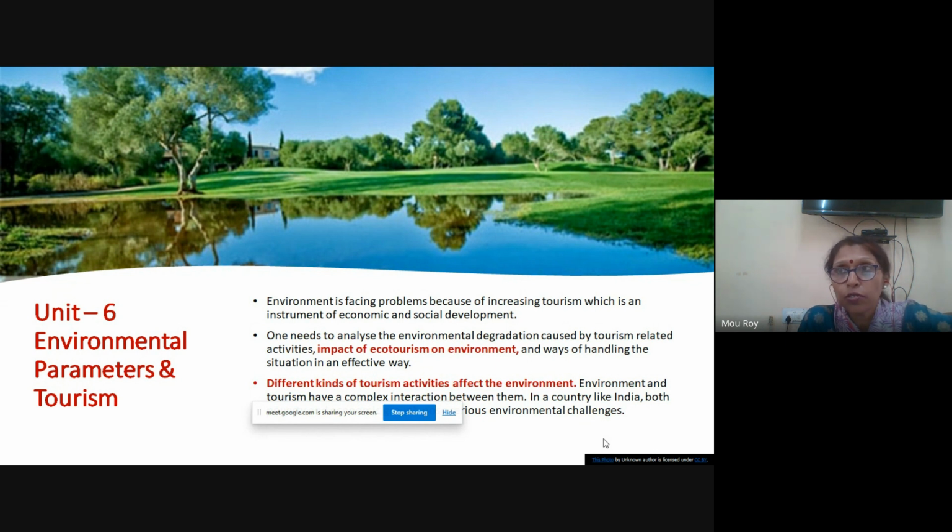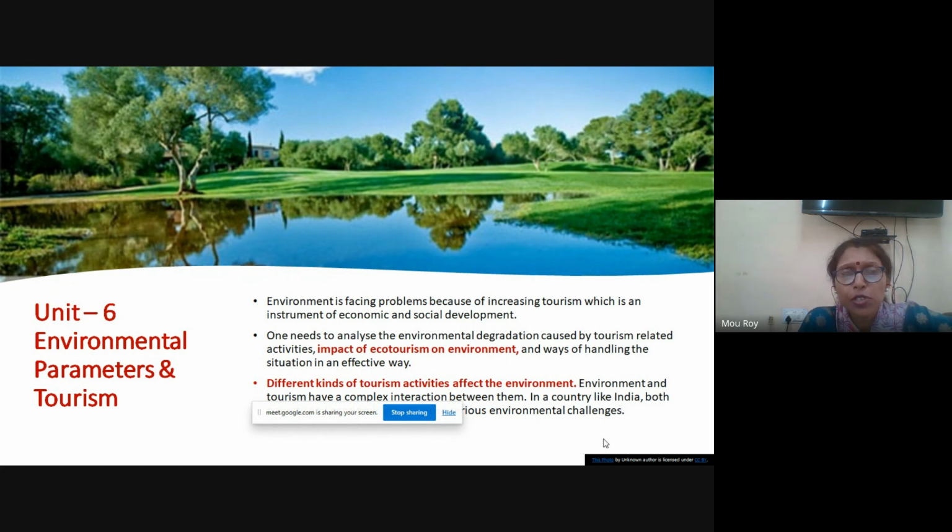The environment is facing problems because of increasing tourism, which is an instrument of economic and social development. So one needs to analyze the environmental degradation caused by tourism-related activities. There is always an impact of ecotourism on the environment, and there are ways of handling the situation effectively. Different kinds of tourism activities affect the environment.